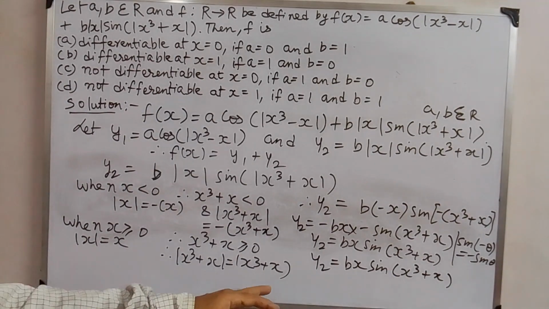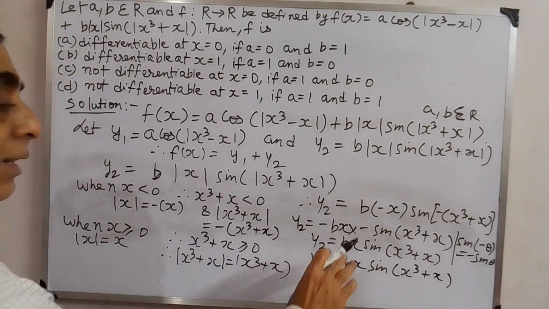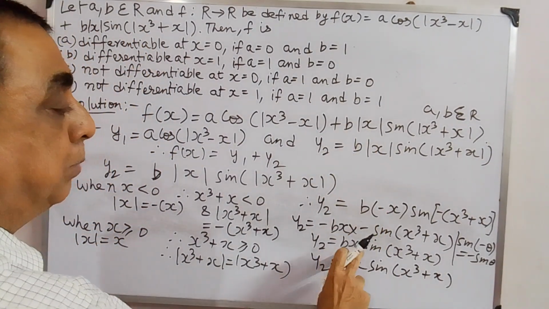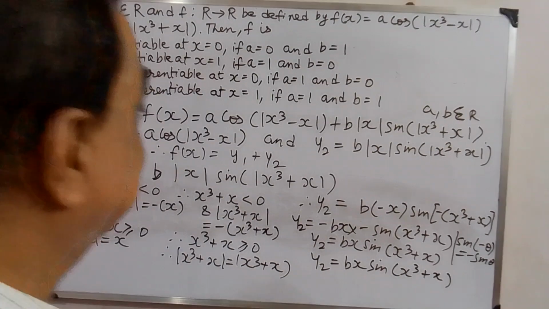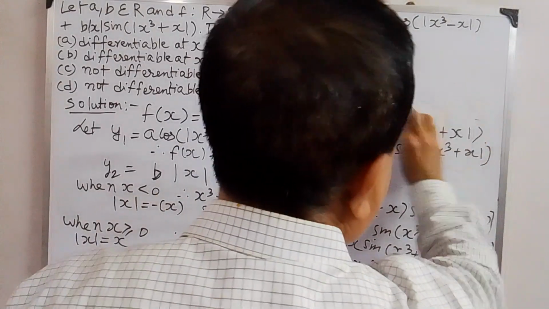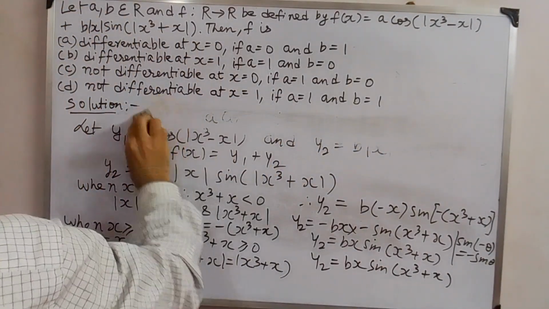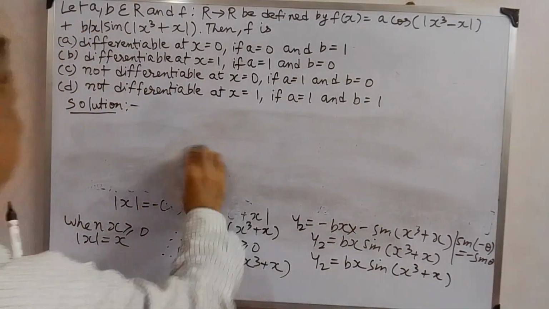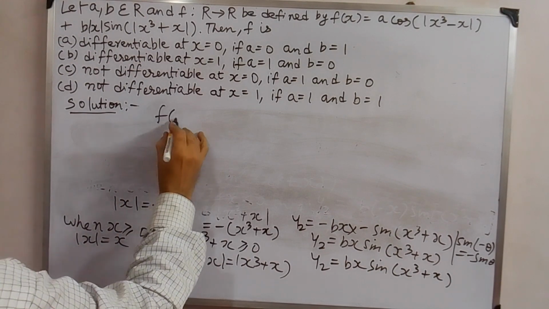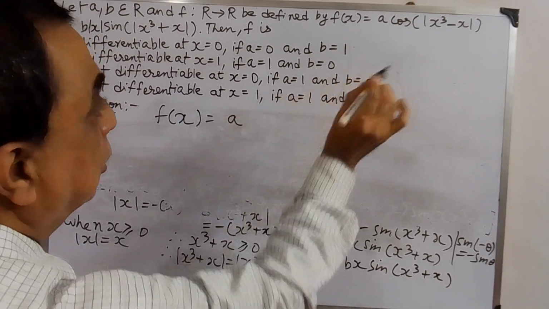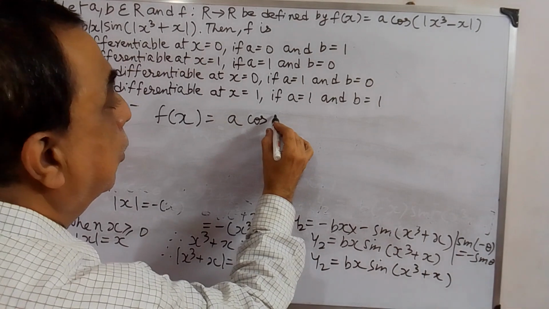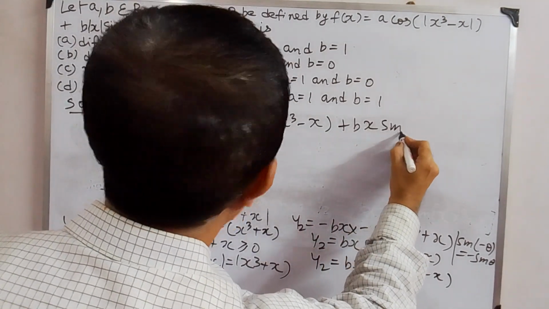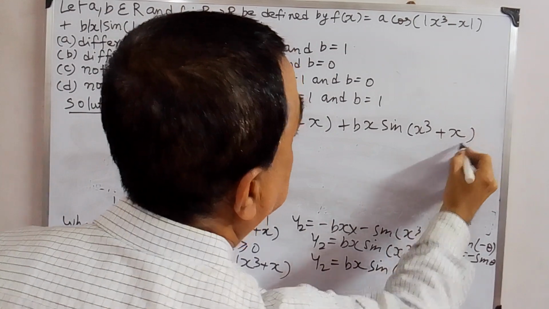So we are noticing that whatever the case, whether x is less than 0 or greater than or equal to 0, y2 is always bx sine of x cube plus x, which is free from the modulus sign. So this is an even function. So f(x) is always free from the modulus sign. It always equals a cos of x cube minus x plus bx sine of x cube plus x, that is free from the modulus sign.